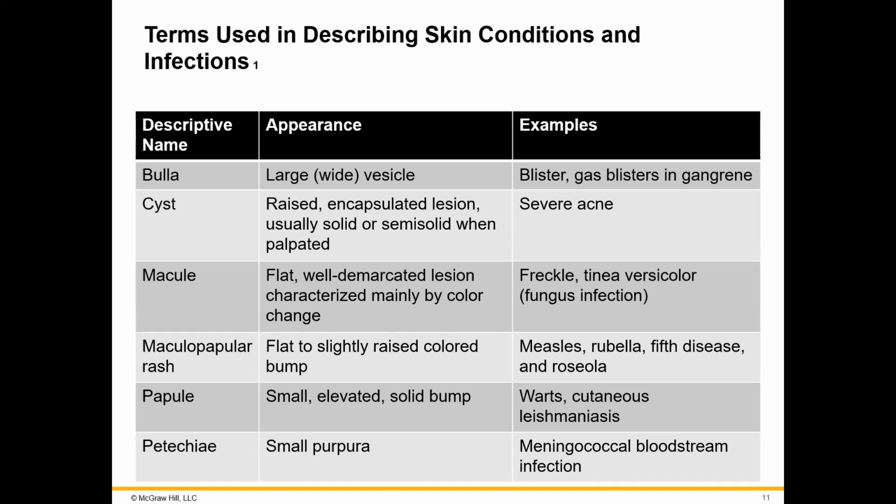Petechiae, we say it's small purpura. If you don't know what that is, petechiae is when your capillaries under the skin might have bursting blood vessels, and you have some blood leakage under there. And so petechiae are small leakages of the capillaries in the skin.